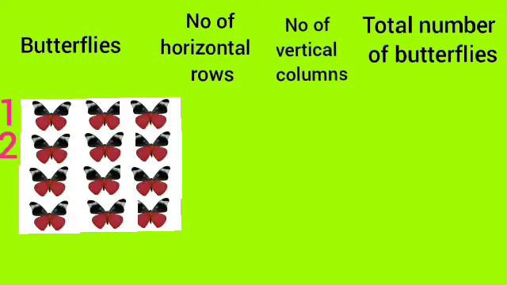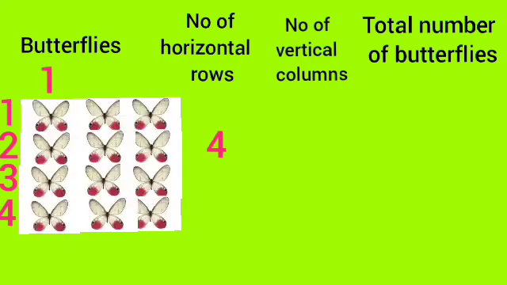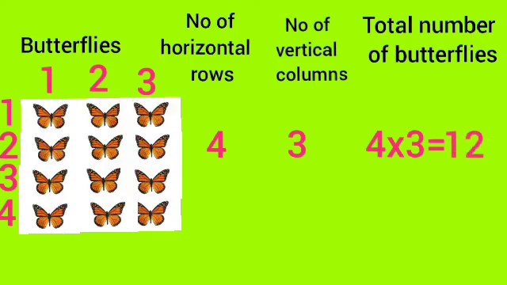1, 2, 3, 4. How many butterflies are in vertical column? 1, 2, 3. So total number of butterflies are 4 3s are 12. So there are 12 butterflies.